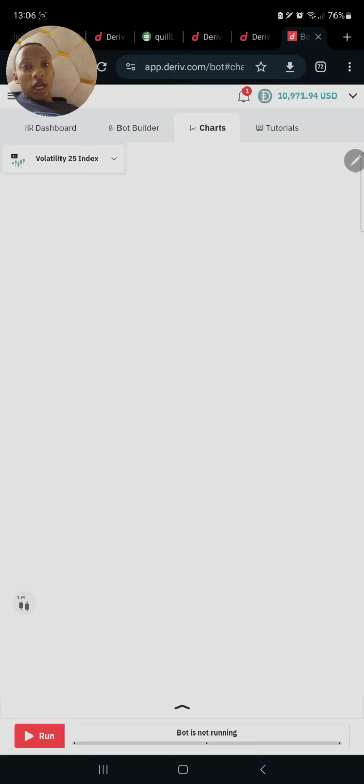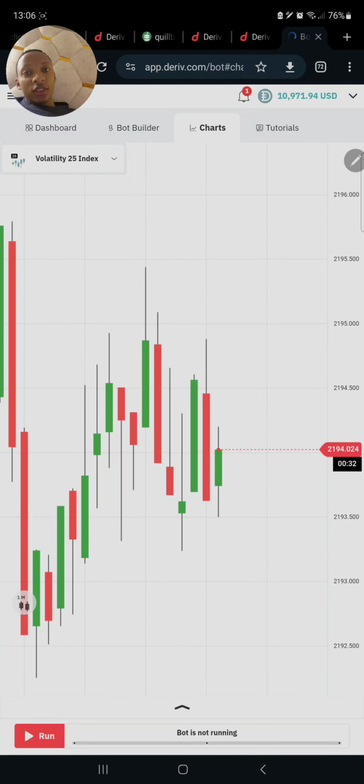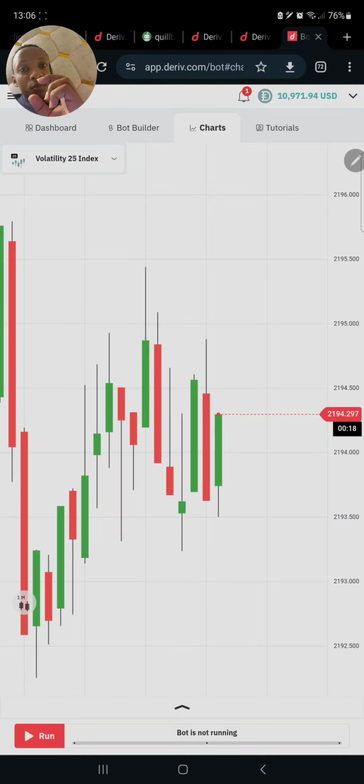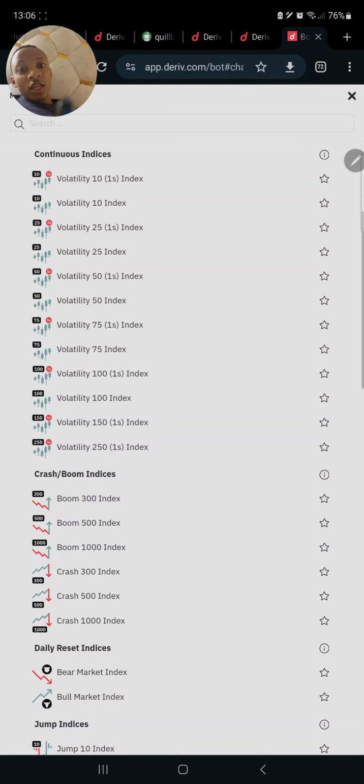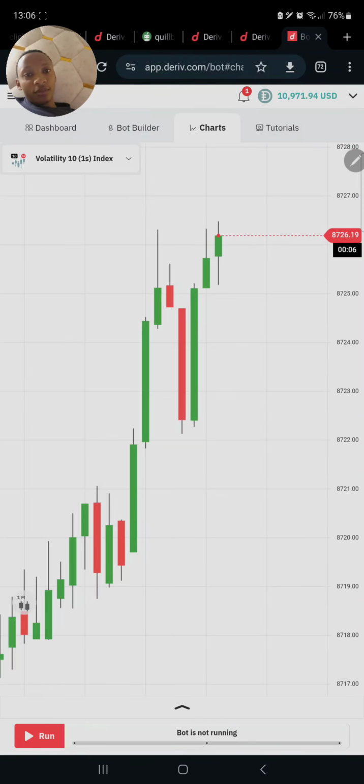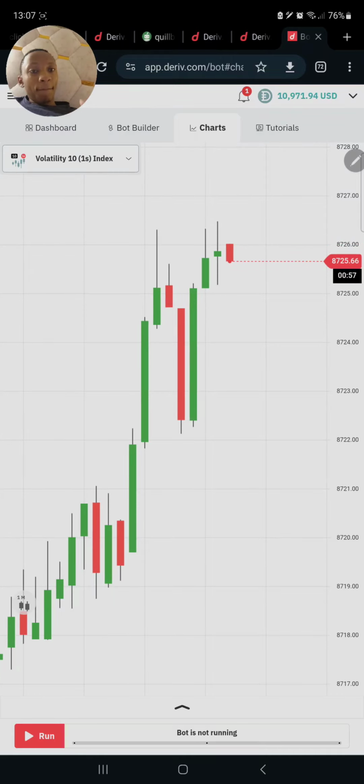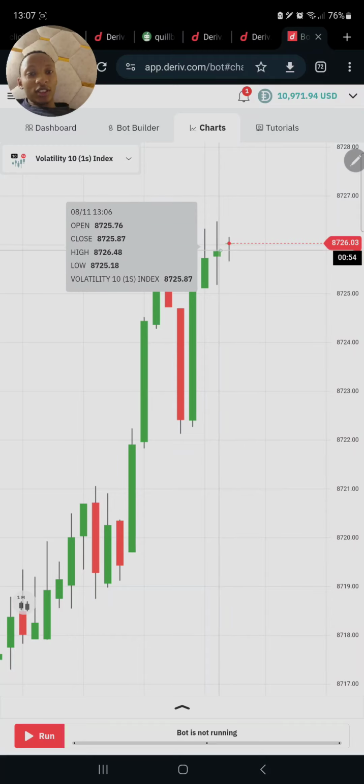So this is how I do it. I come to my chart, and on my chart there is volatility 25 index. That's not what I want to use. I want to use the volatility I'm using on my bot builder. If you check the expert trader bot I'm using, it's on volatility 10.1s. So you come and change that on your chart. Now you can see this is a chart of the volatility 10.1s index.